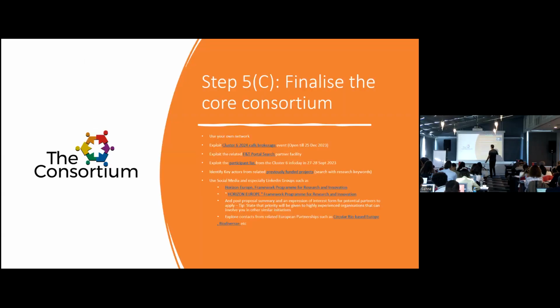All right. So then we have the consortium, step 5C, finalize the core consortium. And Flavia yesterday showed you a lot of different potential sources of partners. She said use your own network, but there is also a brokerage event. Do you know that? You cannot see that clearly, but it will be in your notes. On 25th of December this year, there is a brokerage event online. So you have the address in your notes, register for that.